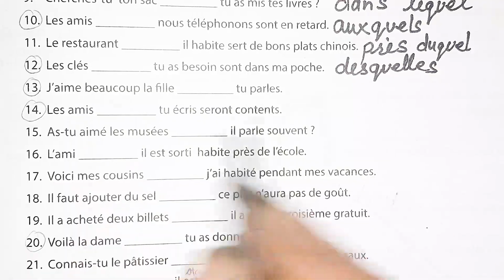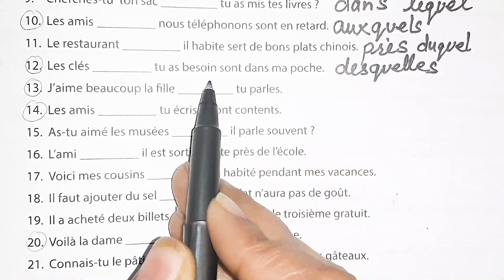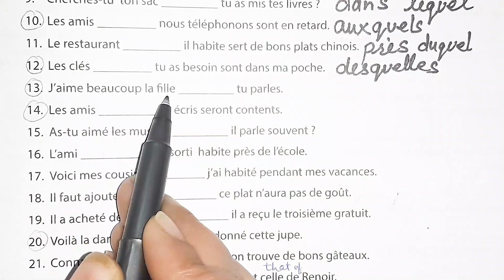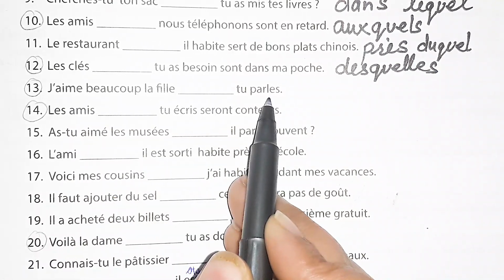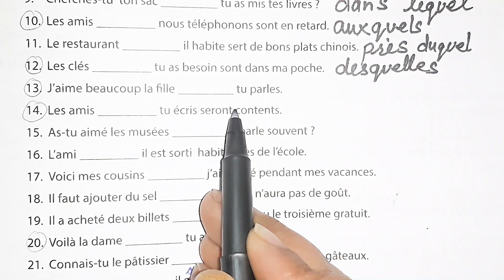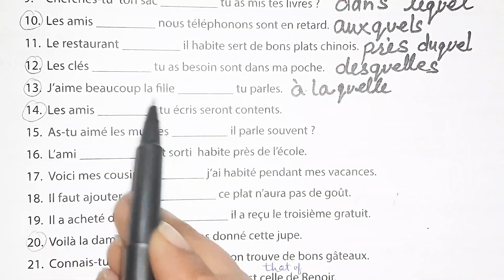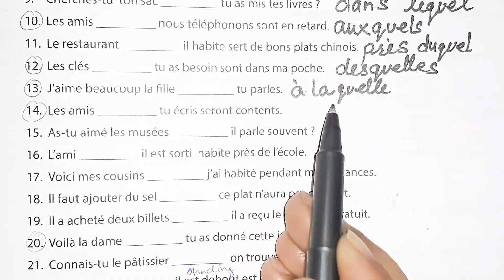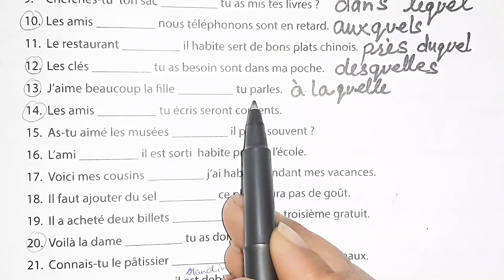Okay, les clés desquelles tu as besoin sont dans ma poche. Now the next one is j'aime beaucoup la fille dash tu parles. That means I really like the girl to whom you are talking. J'aime beaucoup la fille à laquelle tu parles. That means I really like the girl to whom you are talking.